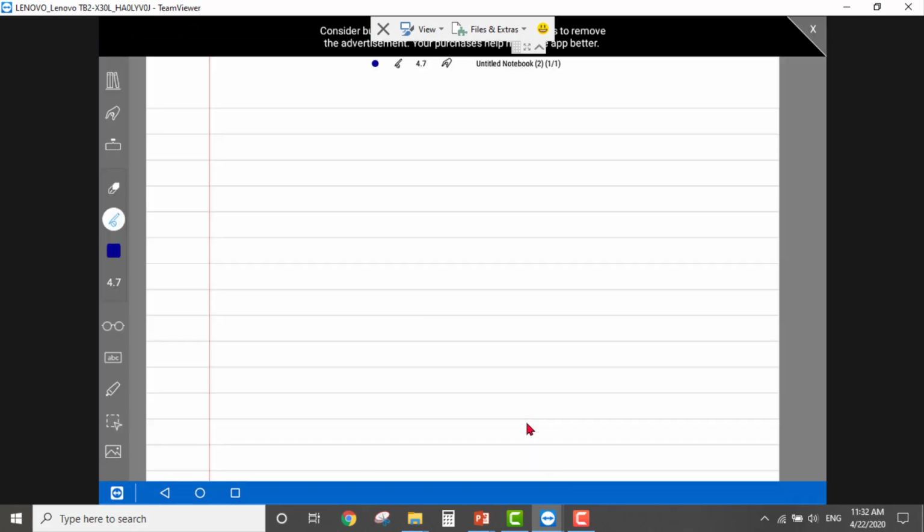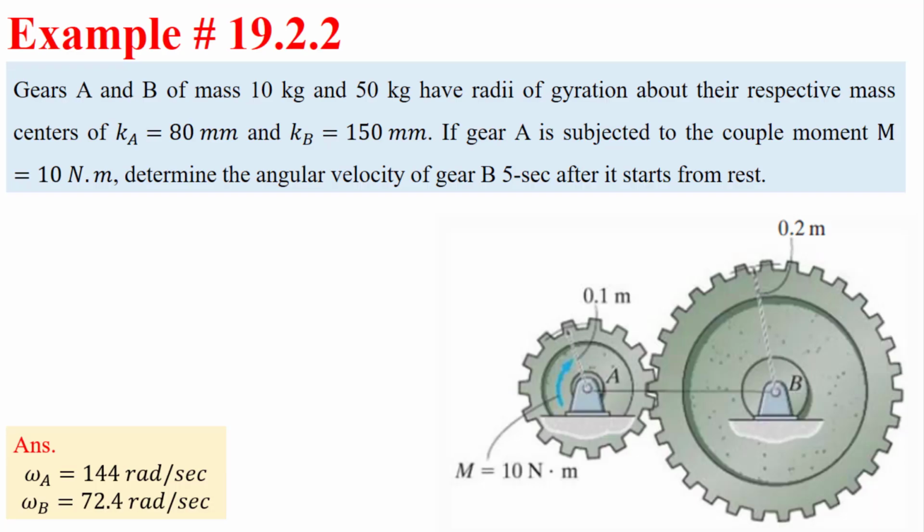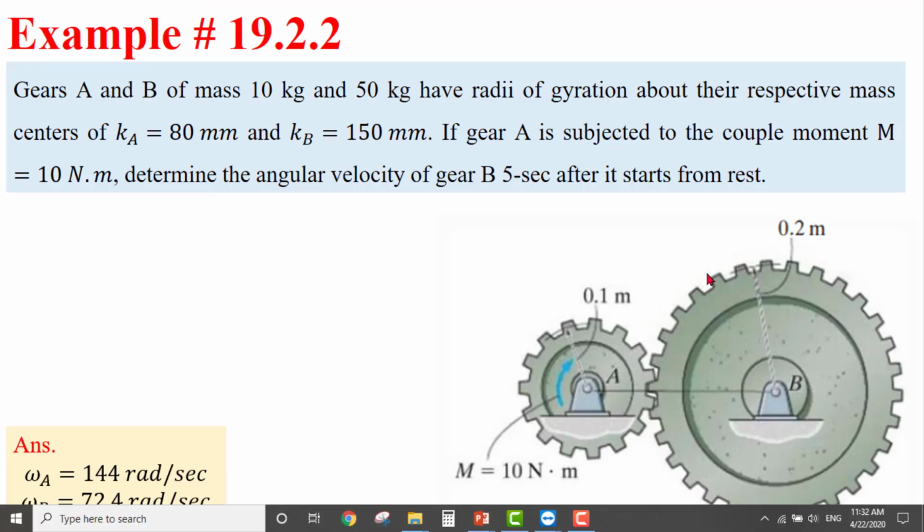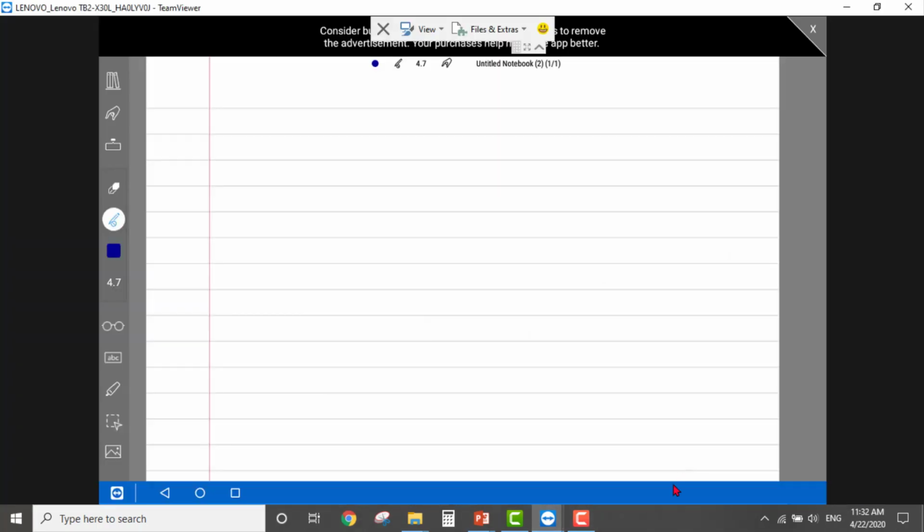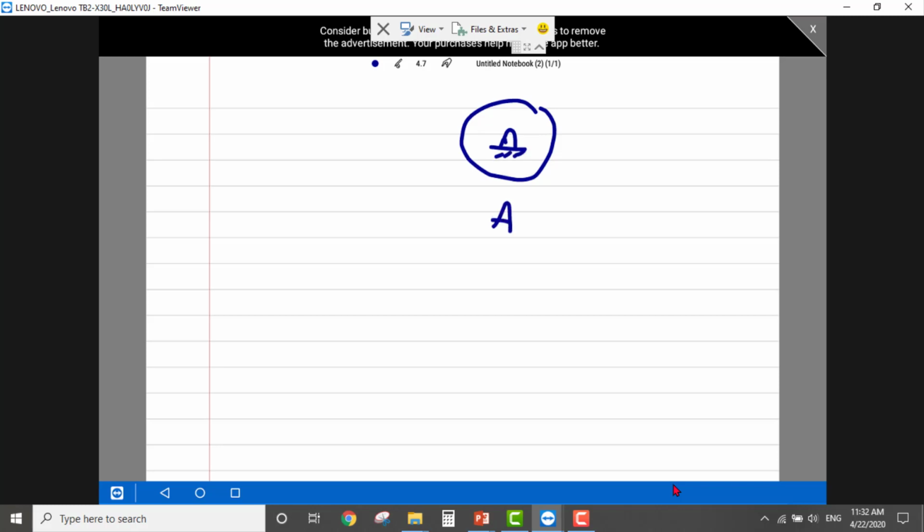Okay, so what do we have here? We have two gears, gear A and gear B. Here is gear A, and it's fixed from the center. This is A. And we have gear B, which is again fixed from the center. This is gear B.